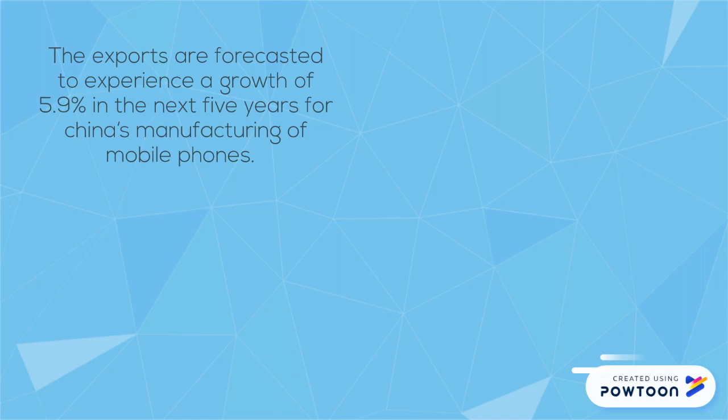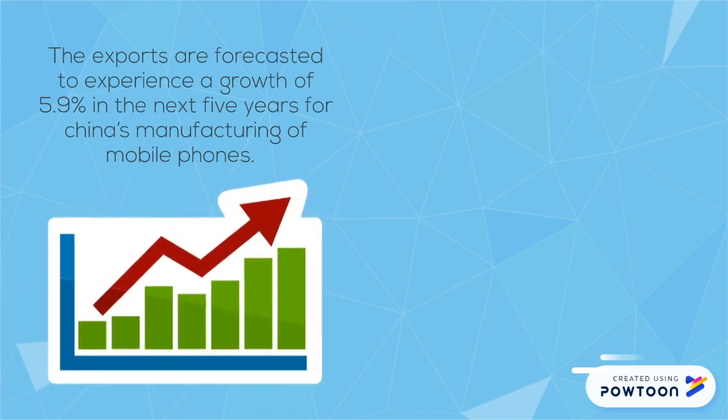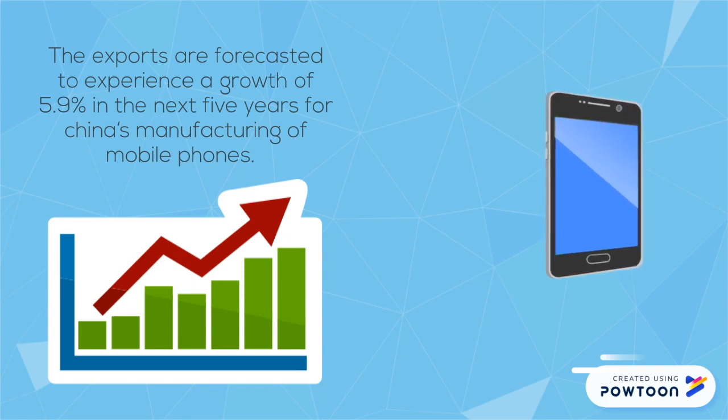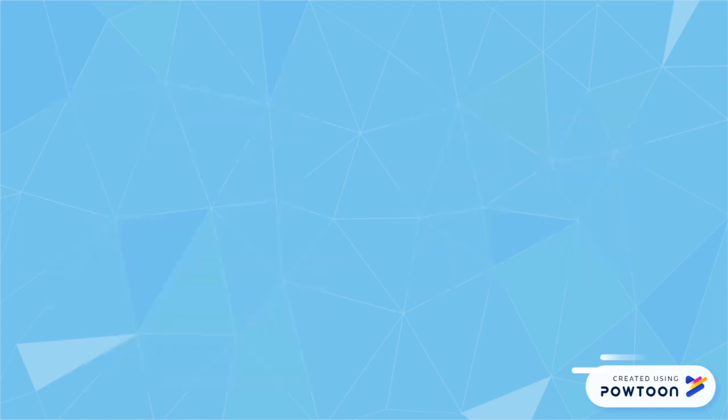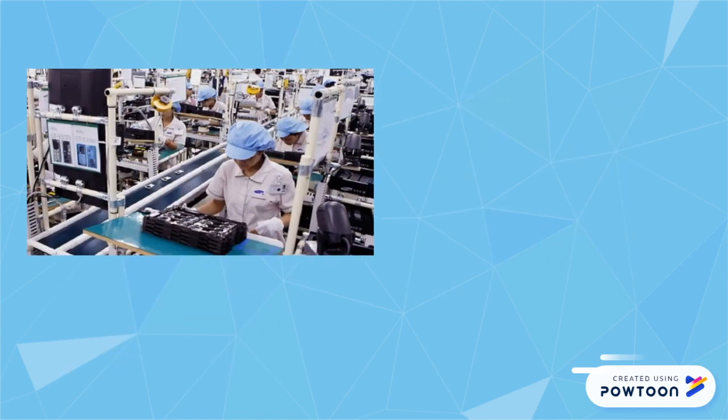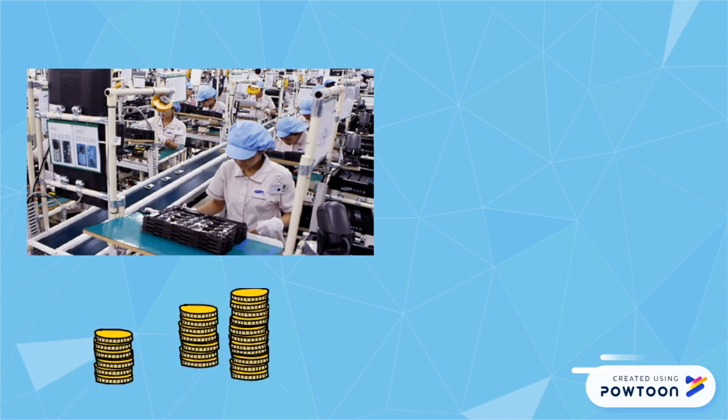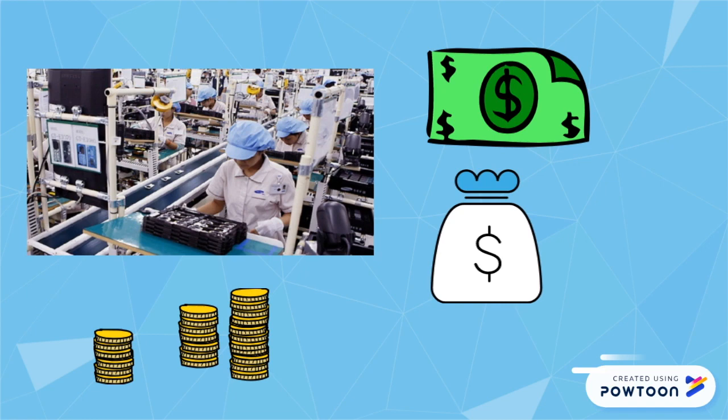Exports are forecasted to experience a growth of 5.9% in the next 5 years for China's manufacturing of mobile phones. Exports in this industry are currently high and increasing. The improvement in manufacturing capacities, abilities, and technology of China's local manufacturers are big contributors to this. China continues to be the world's largest and central cell phone production base in the upcoming years. Looking specifically at this electronic good manufactured in China, we can see its valuable economic contribution and China's comparative advantage in its production.